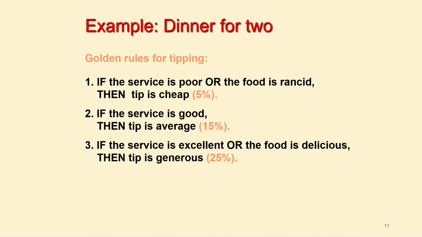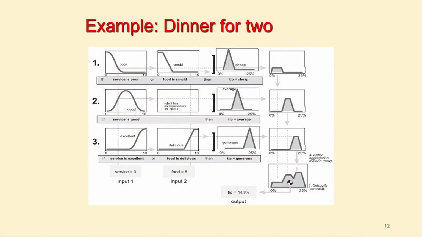What is the third rule? If service is excellent or the food is delicious, tip is generous, that is 25%. See, this is what we have explained. All the rules have been simultaneously fired. So service equal to 3, food equal to 8. If service is excellent, this is the third rule, this is the second rule, and this is the first rule. Accordingly the rule firing has happened. This has already been explained in the previous sessions.